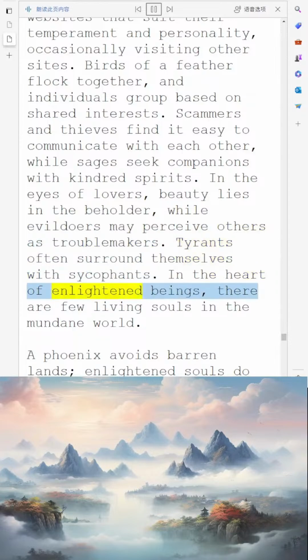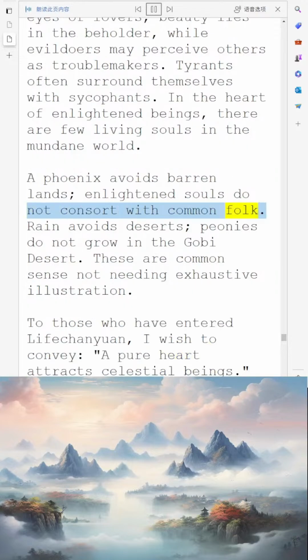In the heart of enlightened beings, there are few living souls in the mundane world. A phoenix avoids barren lands. Enlightened souls do not consort with common folk. Rain avoids deserts. Peonies do not grow in the Gobi Desert. These are common sense, not needing exhaustive illustration.